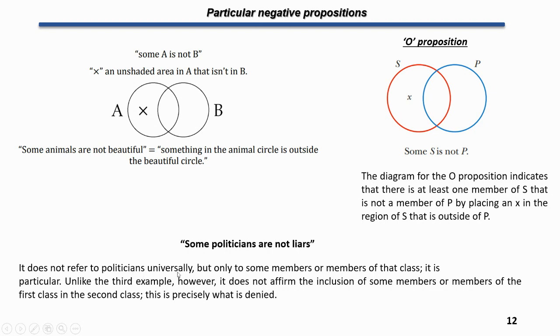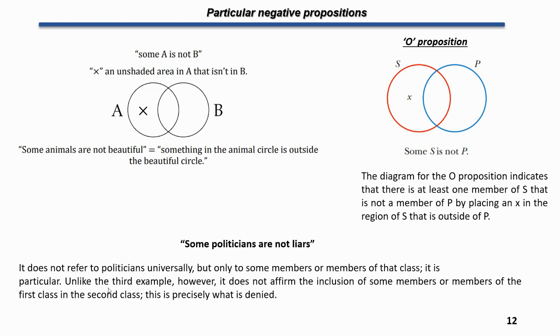So, some politicians are not liars. It does not refer to politicians universally, but only to some members of politicians who are not liars. So it is not saying that. Unlike the third example, it does not affirm the inclusion of some members of the first class in the second class. This is precisely what is denied. It is denied that some politicians are liars, but it is not saying the opposite, right? In this way, this is also a negative proposition.